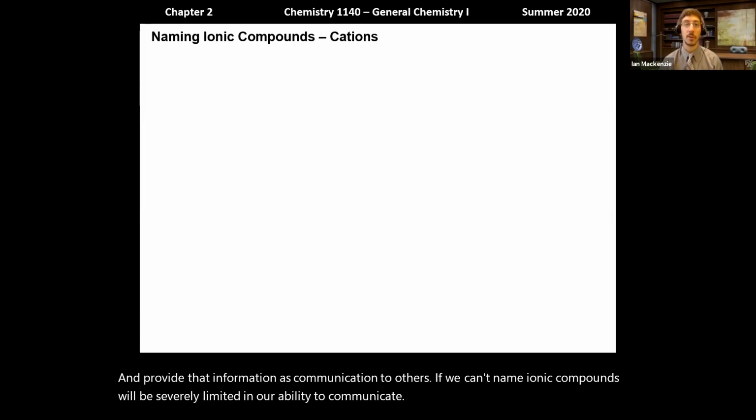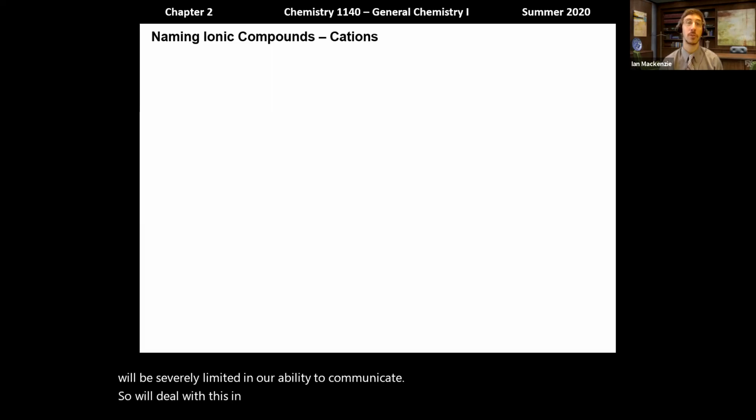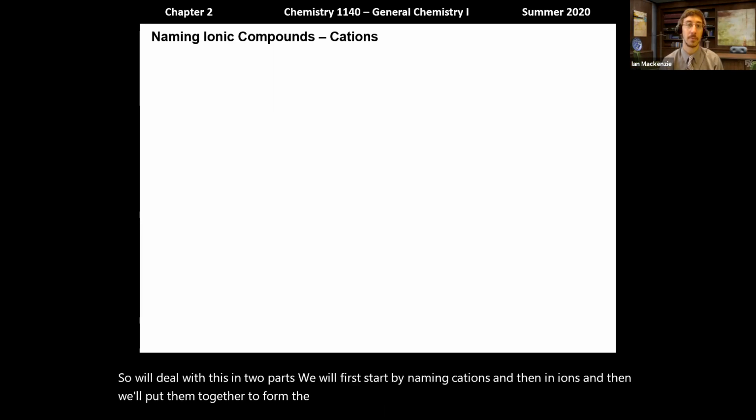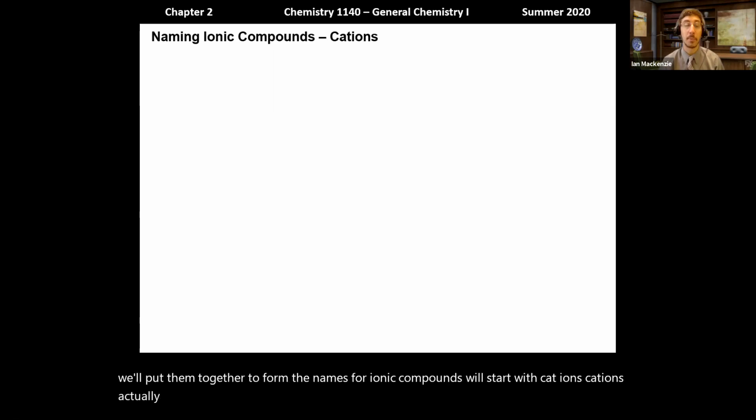So we'll deal with this in two parts. We will first start by naming cations, and then anions, and then we'll put them together to form the names for ionic compounds. We'll start with cations. Cations actually are fairly simple to name. It's not too complicated.